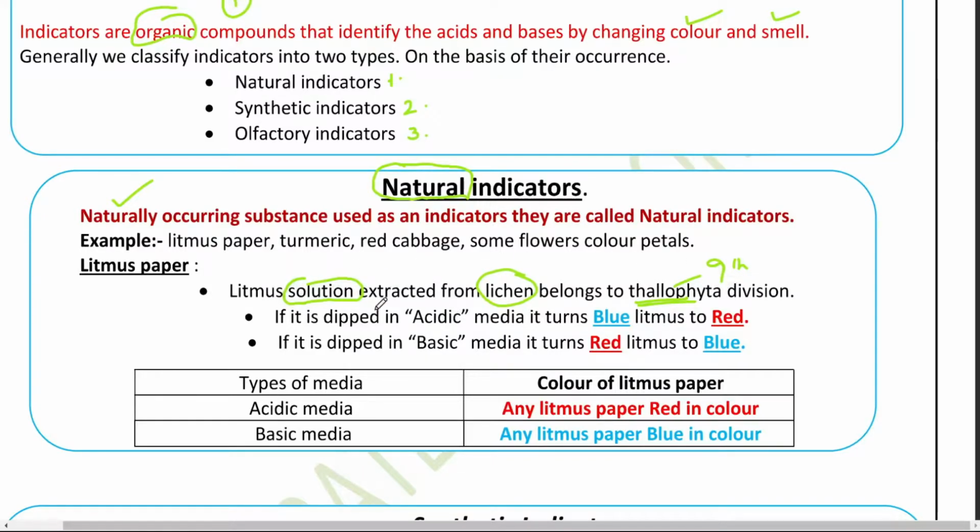Now, what happens here is the litmus paper will help you to detect whether the given substance is acidic or basic. Whenever the litmus paper turns from blue to red, it means the given solution is acidic. If it is basic, then it will turn from red to blue. So this is very important. Acidic media will always change the litmus paper red in color, and basic media will always change the litmus paper blue in color. Okay.